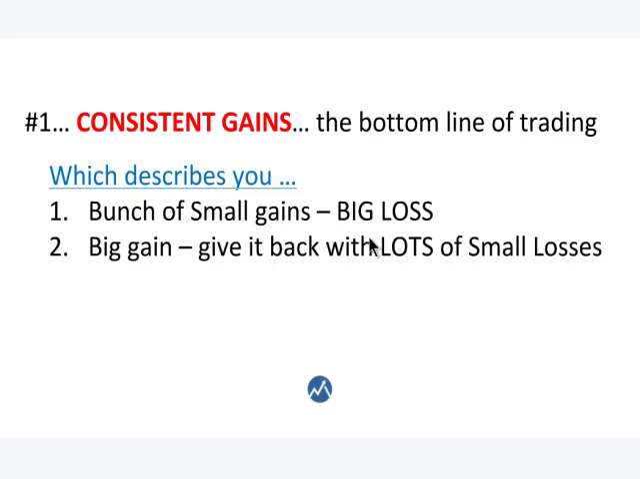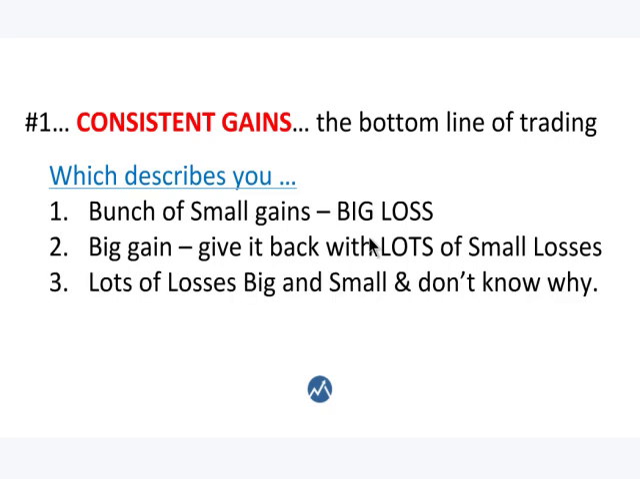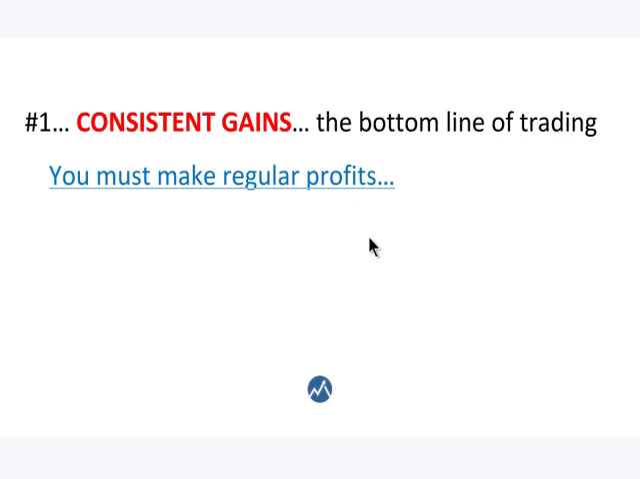Okay? The number 1 is that you're not really managing your stop losses. 2 is that you got lucky and you're not consistent enough, and you take small losses that give it all back. And then 3, which hopefully none of you are, you have lots of big and small losses, and you just don't know why you keep losing. Okay? Yeah. I mean, some of it is psychological too. Okay? Some of it's psychological. All right.